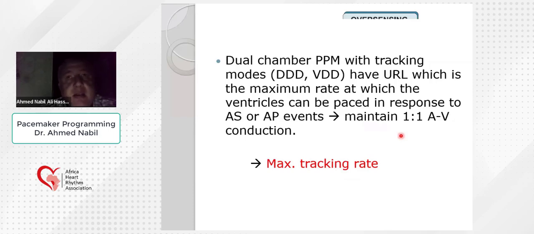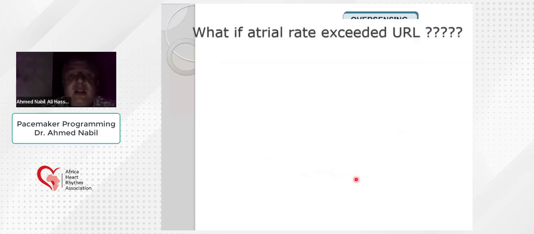When the atrial rate is 100 beats per minute, I will track it, there is no problem. 110, I will track it, no problem. But if the maximum tracking rate is 120, for example, I will not be able to track an atrium above the maximum tracking rate that I have adjusted the patient on. So if I adjusted the maximum tracking rate to 120 beats per minute, and the atrial rate is more than this maximum tracking rate, the ventricle will not track the atrium.